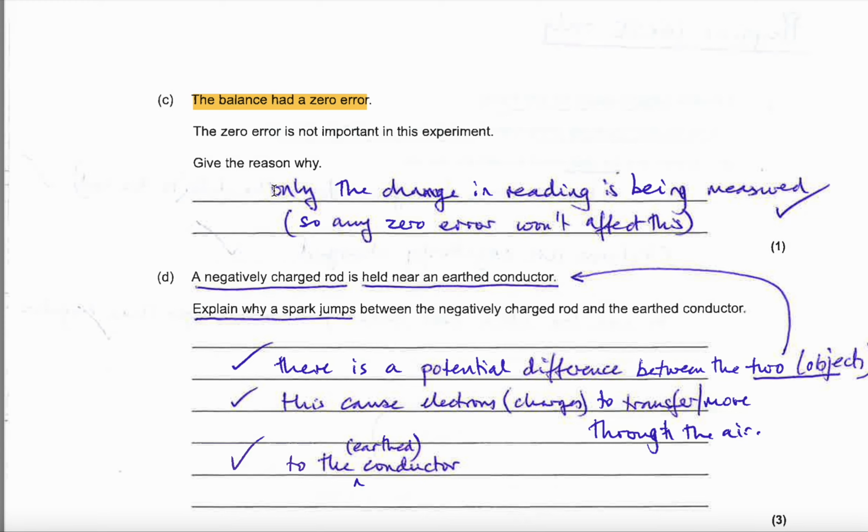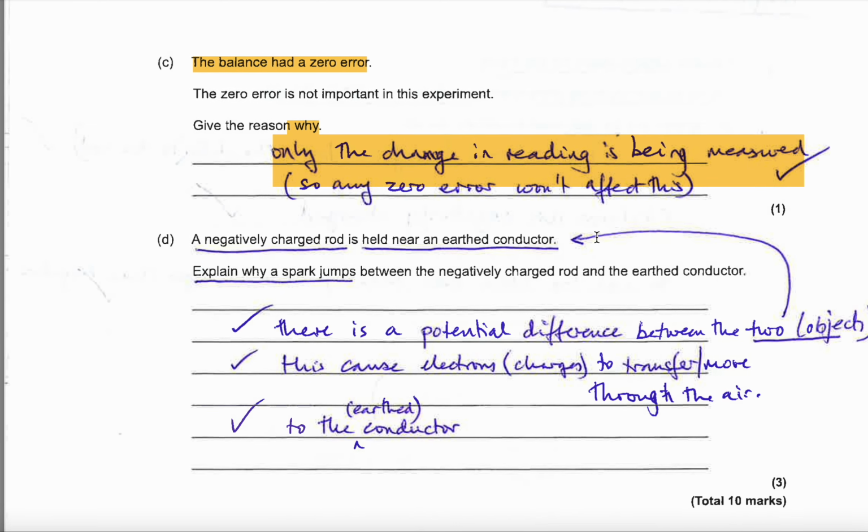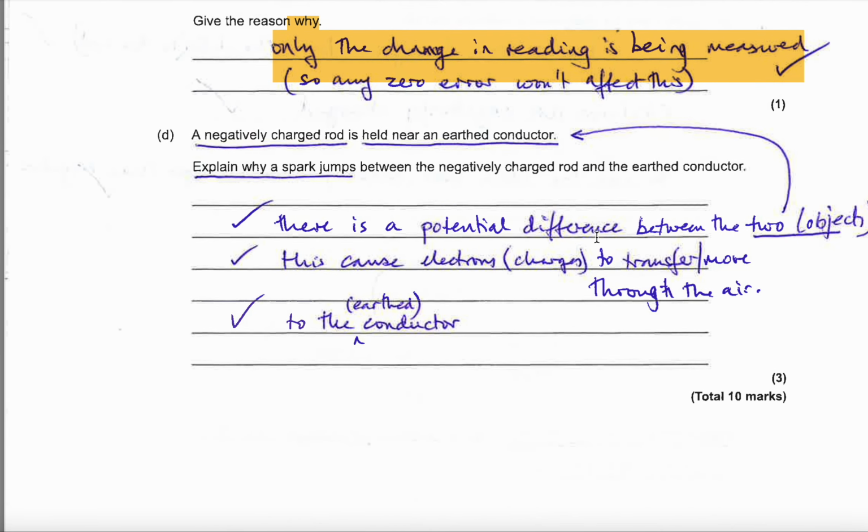Because the question actually says they're only looking at the change in the reading being measured. So it doesn't matter what the initial reading was before the rod went on there. You're just seeing that it had a change, and it wouldn't have made a difference if it didn't start at zero. I hope that makes sense to you.